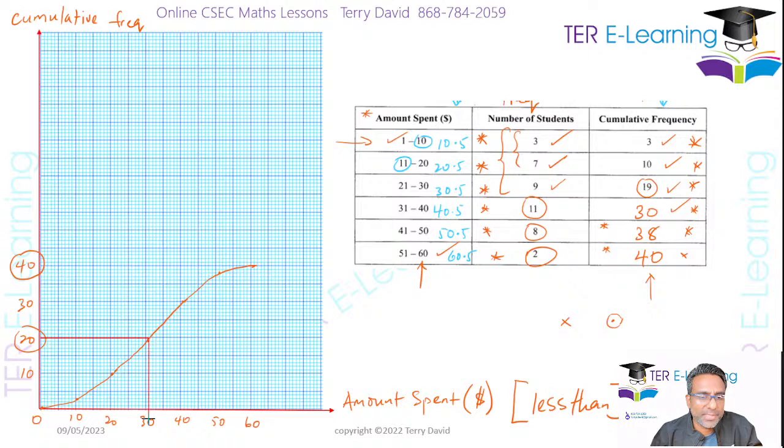First things first, let me clean up this diagram a little bit. So we want $23. What you're going to do is go to the graph and read off where $23 is. $23 is 21, 22, 23, about here. So you're going up to the curve, and then you're going across.